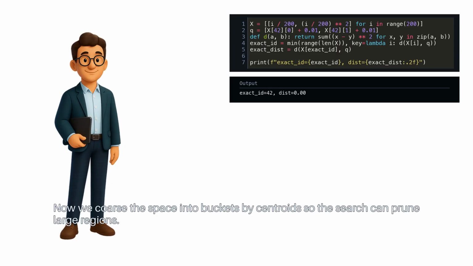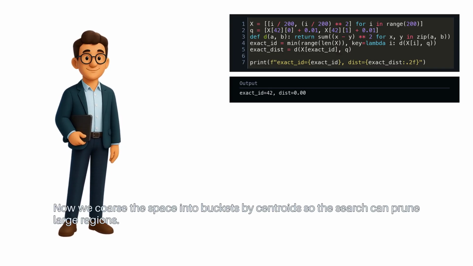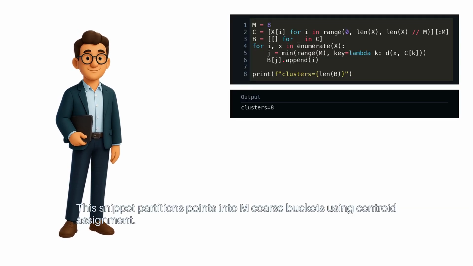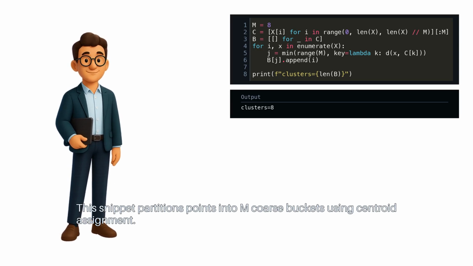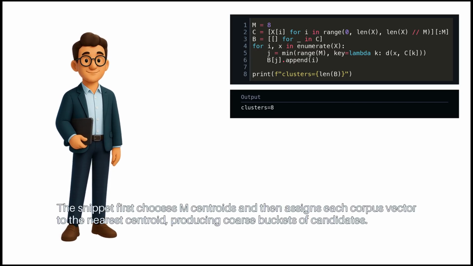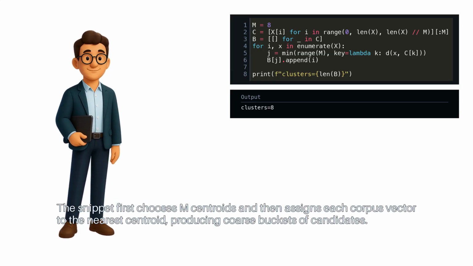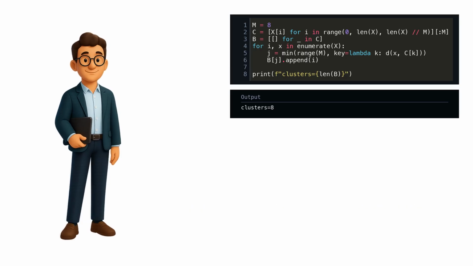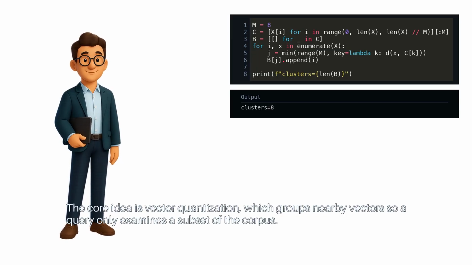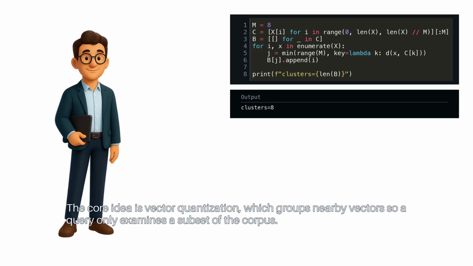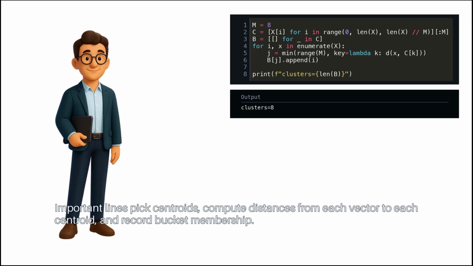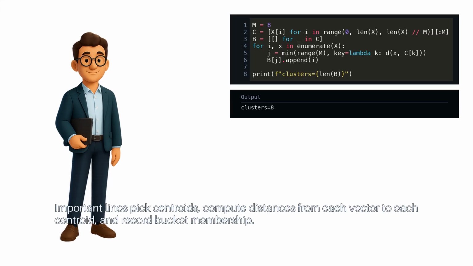Now, we coarsen the space into buckets by centroids, so the search can prune large regions. This snippet partitions points into M coarse buckets using centroid assignment. The snippet first chooses M centroids, and then assigns each corpus vector to the nearest centroid, producing coarse buckets of candidates. The core idea is vector quantization, which groups nearby vectors so a query only examines a subset of the corpus. Important lines pick centroids, compute distances from each vector to each centroid, and record bucket membership.